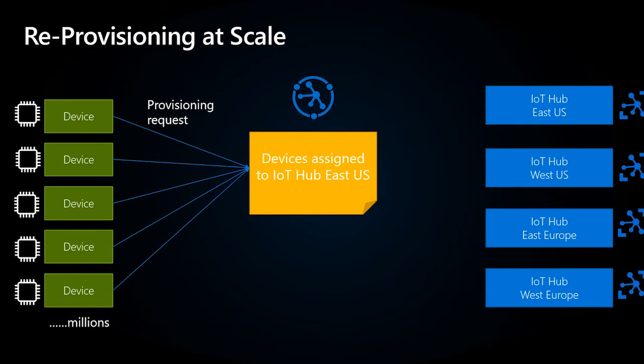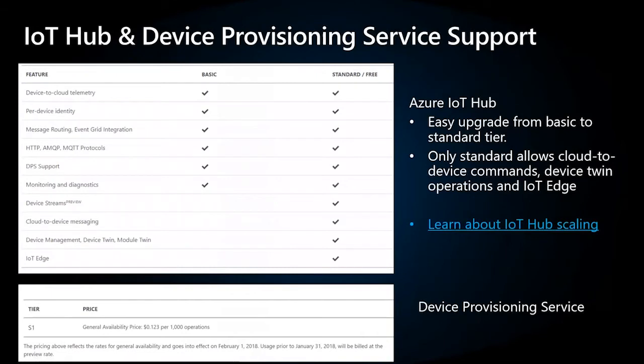So you can see the device is sending the provisioning request. And now I can go to IoT Hub and I can change the device assignments to the IoT Hub West US from East. And now when the devices do a request, it will go and change to IoT Hub West. So it makes re-provisioning really easy to do and gets you up and running pretty quickly on a different hub.